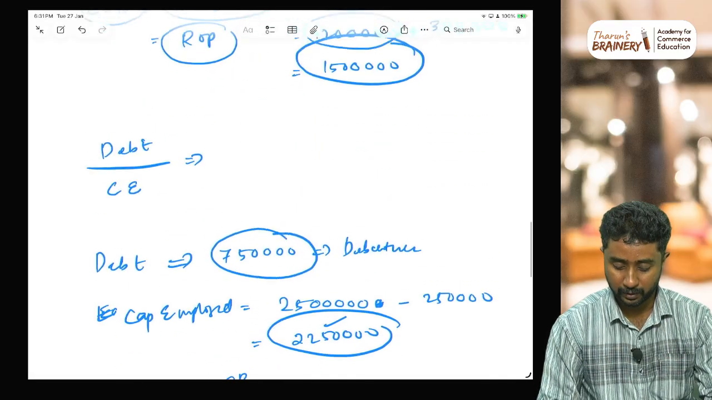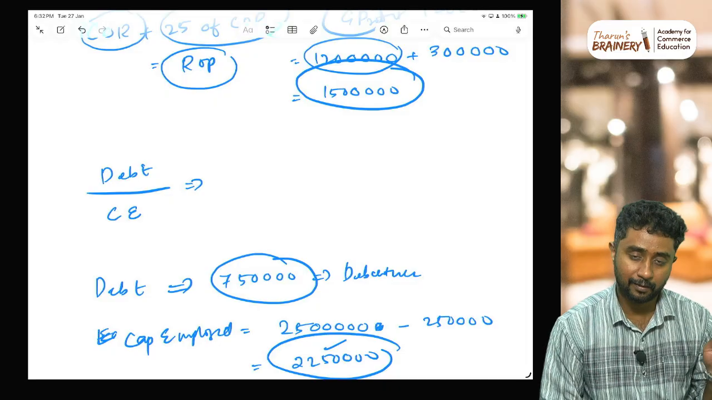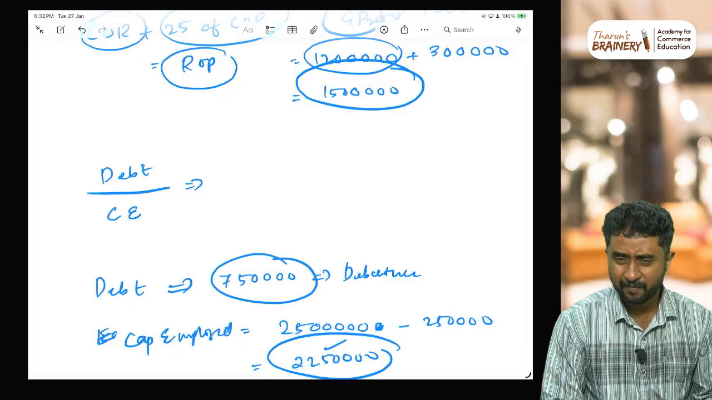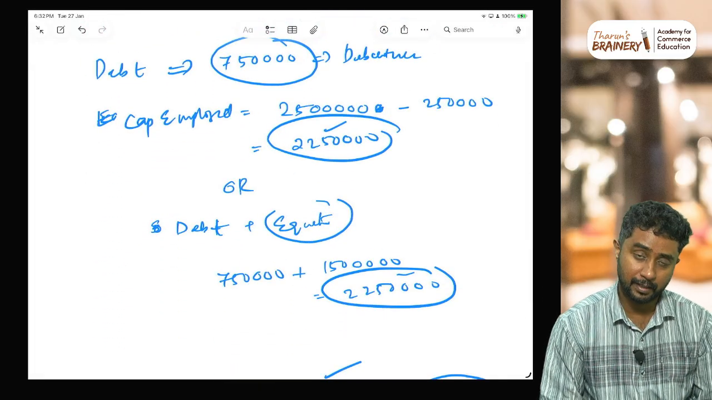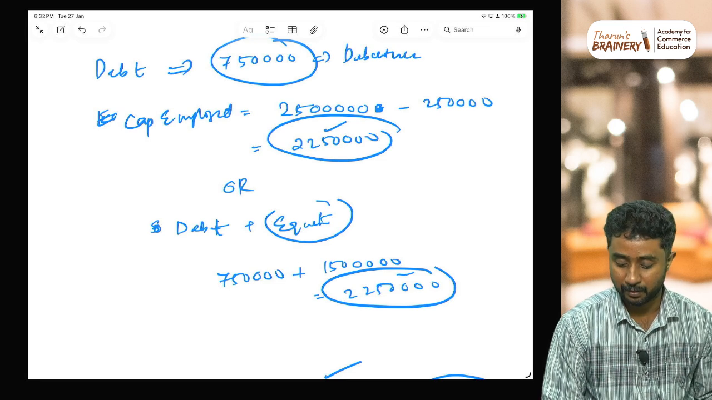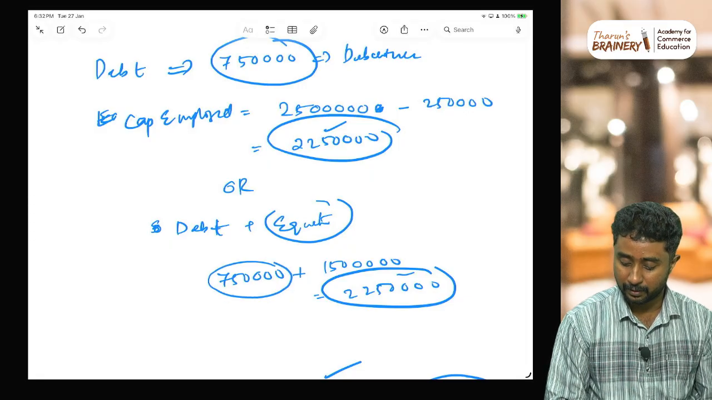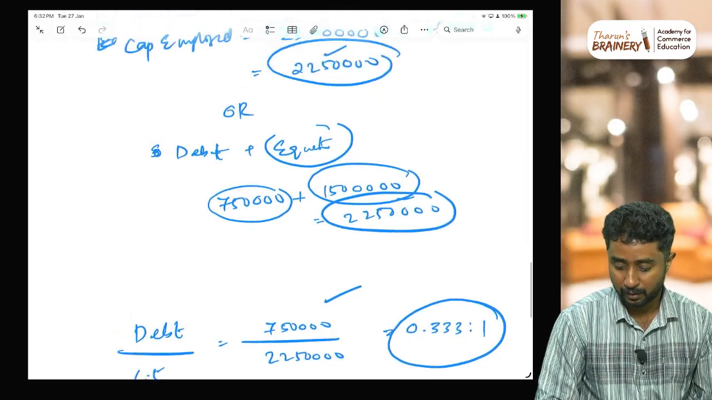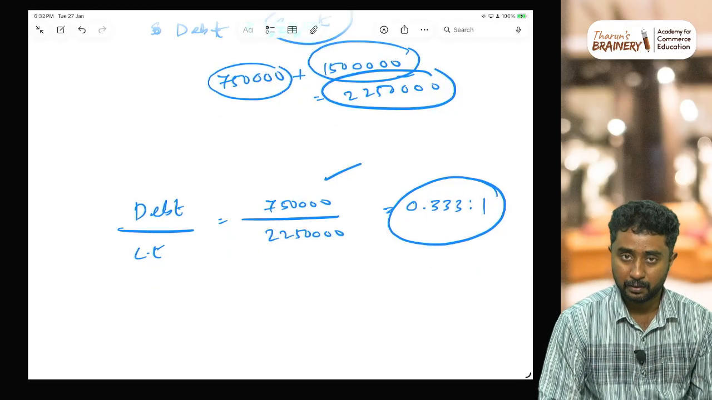To recap, first we calculated the debt. Debt is long term borrowings plus long term provisions. Only long term borrowing is given here; by default, debenture is a long term borrowing. Next is capital employed. There are two ways to calculate it: total assets minus outside liabilities, which is 22,50,000, or debt plus equity, which is 7,50,000 and 15 lakhs, giving 22,50,000. In both ways you can calculate and substitute the values in the formula to get the answer.